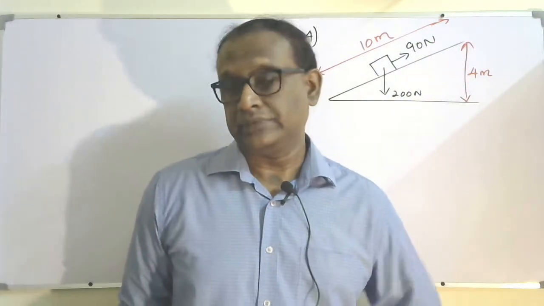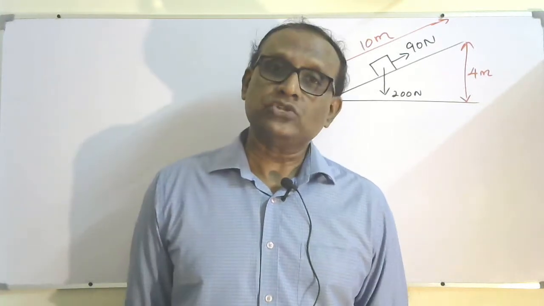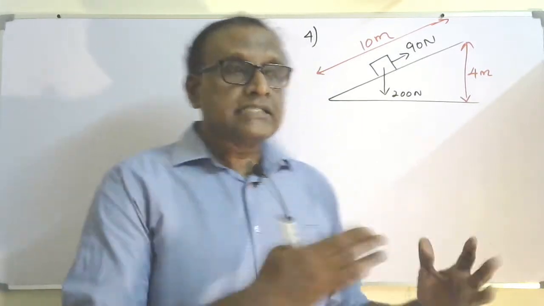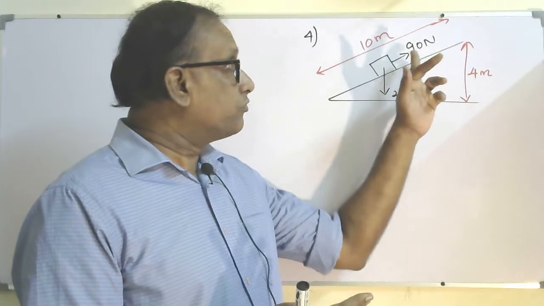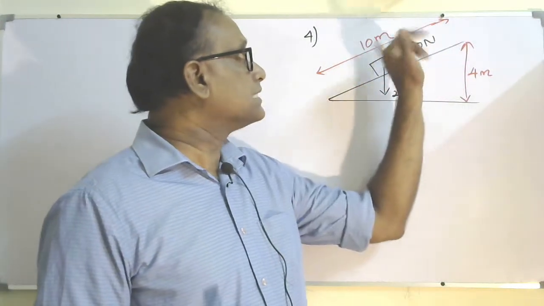Efficiency of the ramp, they are asking. Okay, so efficiency of the ramp means the ramp is used to raise the object to a height of 4 meters. So the person is applying a net force of 90 Newton and he is moving it along the ramp a distance of 10 meters.